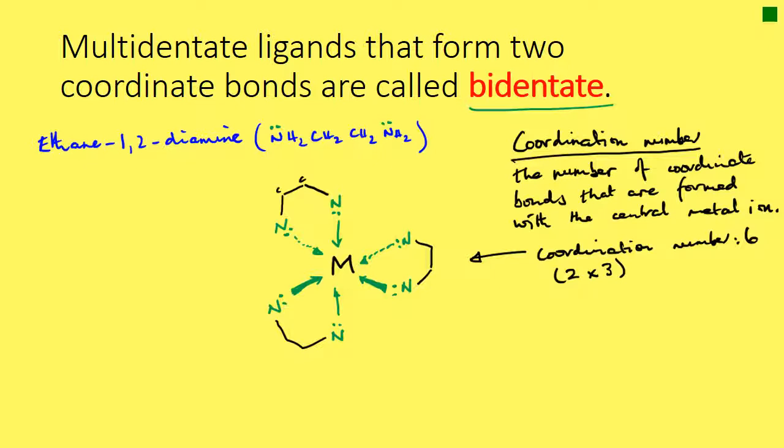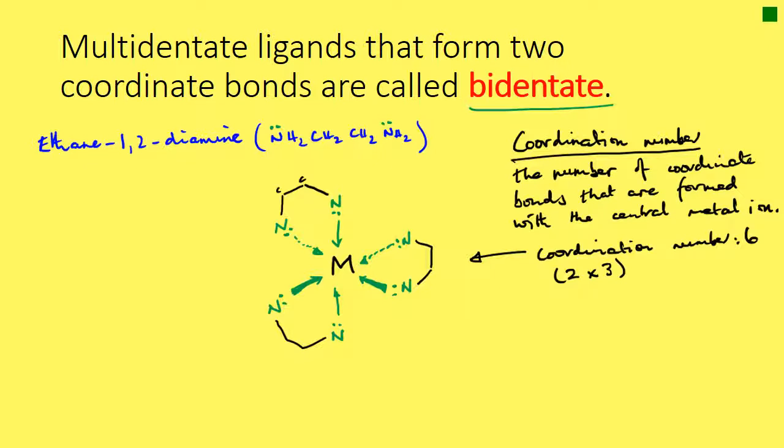So here you can see that we've got one metal ion, but three ligand molecules, each of the ligand molecules providing two coordinate bonds, and so the total number of coordinate bonds is 6, and that's going to lead us on to explaining this concept of coordination number.